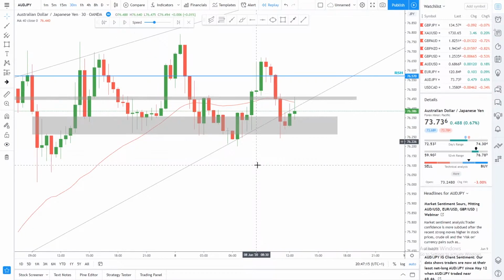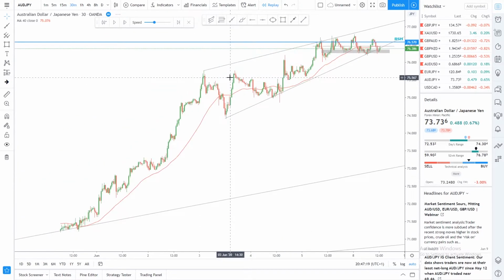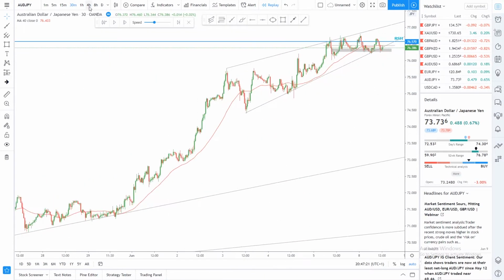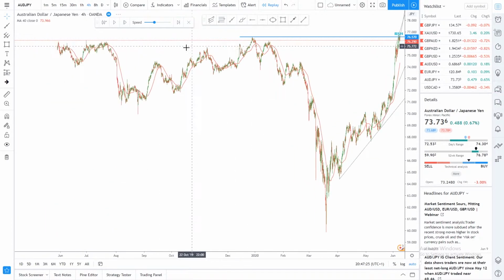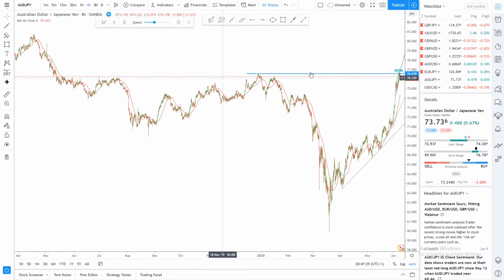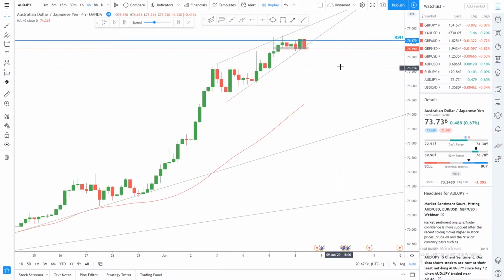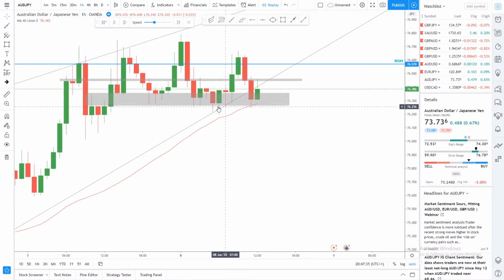So that's one confluence. We have the confluence of rejecting the recent significant high that we had. If we go back again, we can see that is a hard price to break. Even in May last year, it could not be broken. So that is another reason.